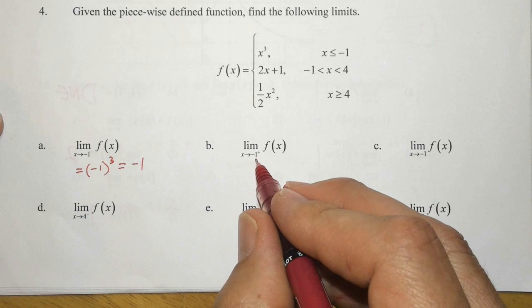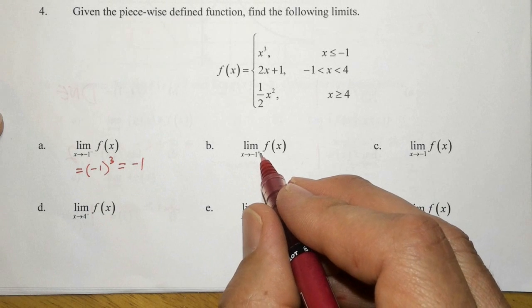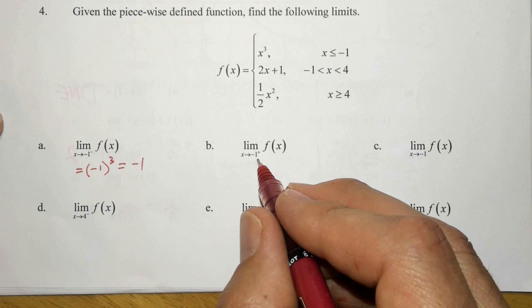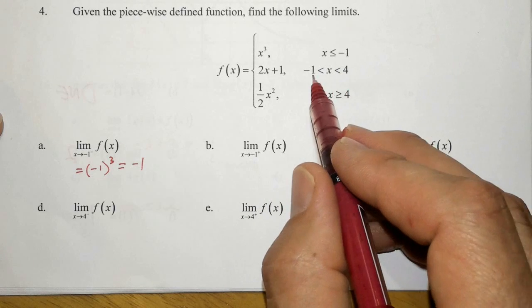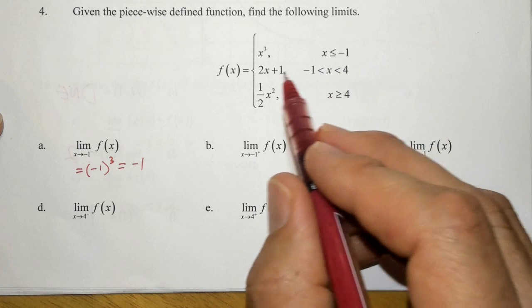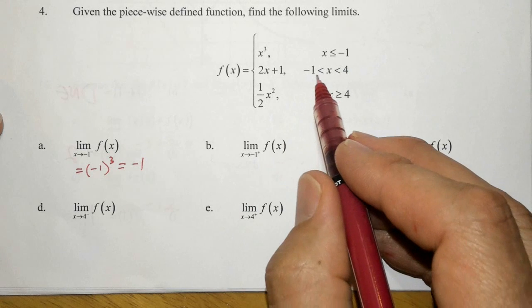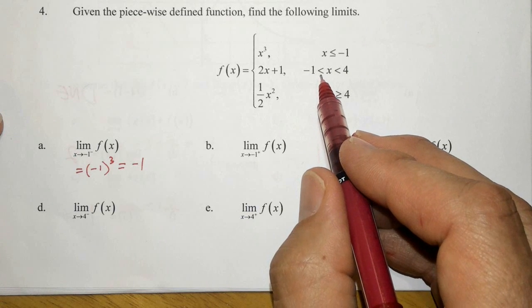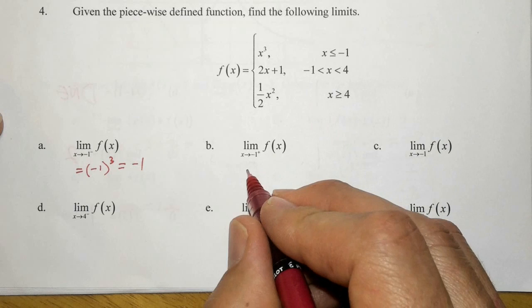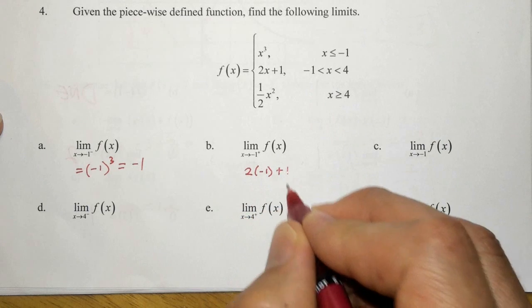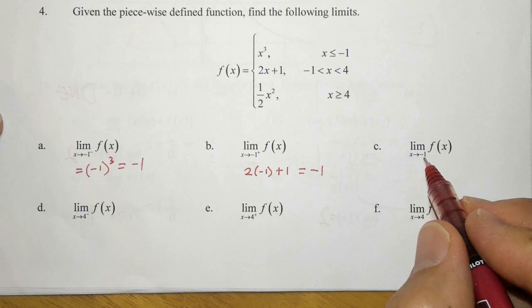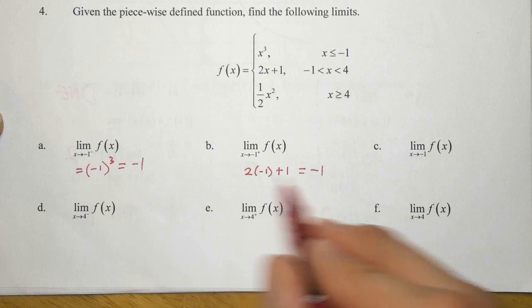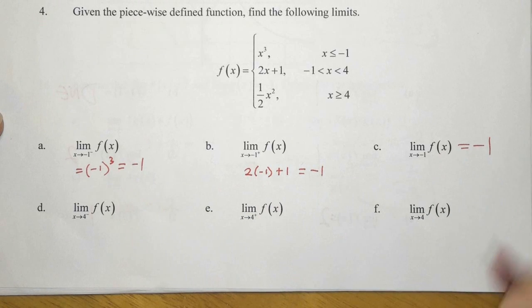How about the limit as x approaches -1 from the right? These are numbers that are slightly larger than -1, like -0.99999. -0.99999 falls in this range right here. So we have to use the middle function. But again, -0.99999 is so close to -1, we can just use -1. So we have 2 times -1 plus 1, which is -1. So does the limit as x approaches -1 exist? Well, from the left it's -1, and from the right it's -1, so yes it does. This limit is also -1.